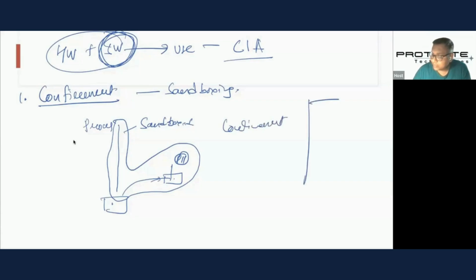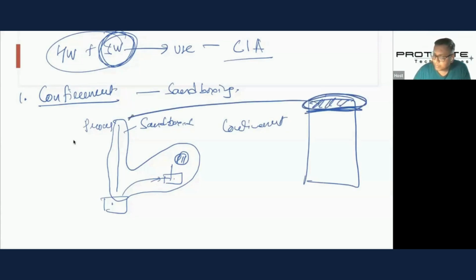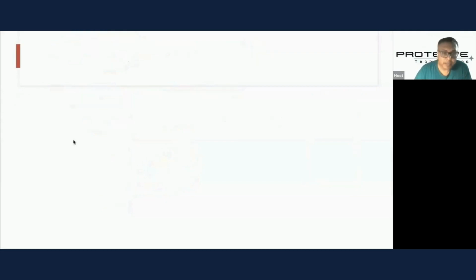Confinement basically relates to a certain block of memory on the memory chip which is dedicated to this particular process. It's called confinement. Okay, then there is something called bounds.